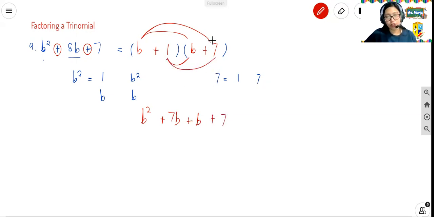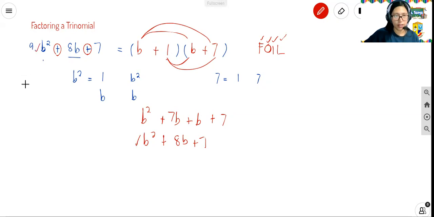If you can remember, the process of multiplying two binomials is called the FOIL method. The first, the outer, the inner, and the last. Let's check if the outer and the inner, once we get the sum or the difference, will yield 8b. So if I simplify this, I have b squared plus 8b plus 7. And this one is the same as our given. Hence, the factor of b squared plus 8b plus 7 is b plus 1 times b plus 7.